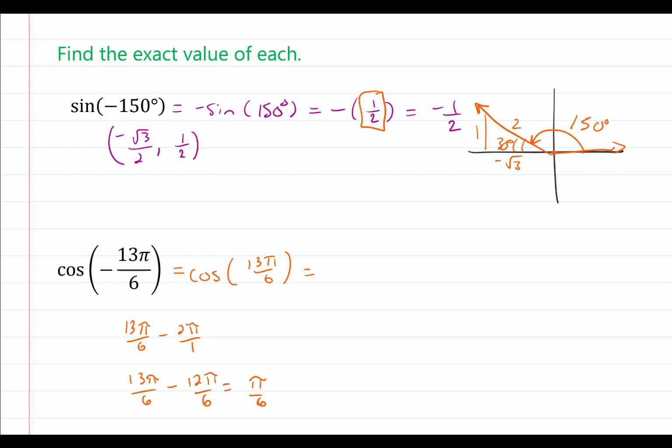So what we know is that cosine of 13 pi over 6 is actually equal to cosine of pi over 6. And then from there, we would evaluate cosine of pi over 6 to get a ratio of square root of 3 over 2.